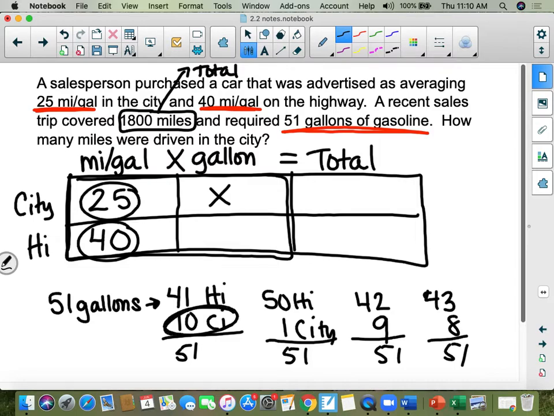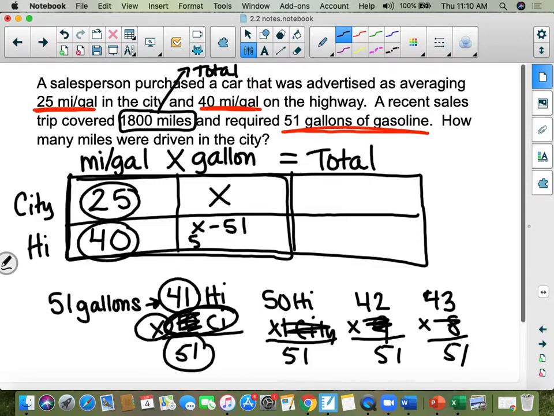Here's X. Take away the 10. City is X. Take away the 1. Make this the X. How do you get 41? What would you have to do with the 51? How would you get 41 if you don't know what X is? Think about this. Would it be X minus 51? Or would it be 51 minus X? Which way would you have to write it so you could figure it out?